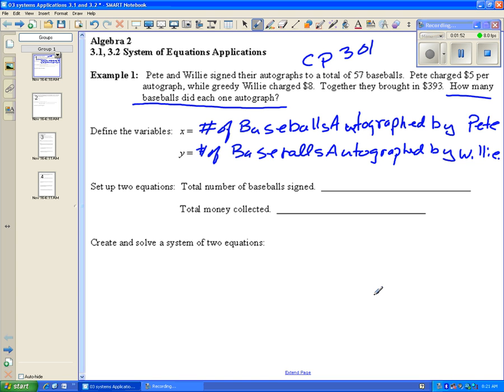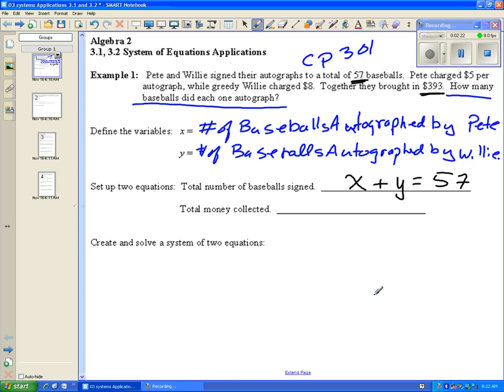So realize in this problem, I'm given two totals. I'm given a total number of baseballs and a total amount of money. Since I have those two totals, I can set up my equations based off of that. Total number of baseballs are the baseballs that Pete signed plus the baseballs that Willie signed. And that's going to be the total number of baseballs. There's no other baseballs. That's not going to be missing any baseballs. So that's my first equation.